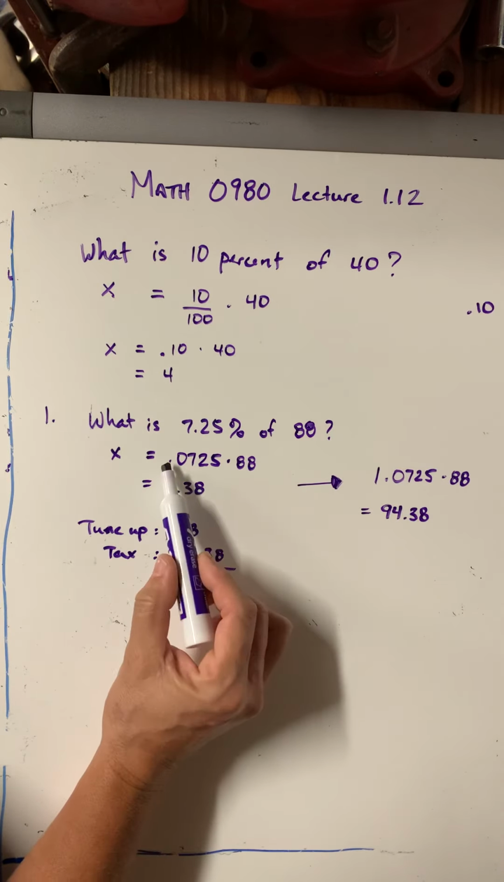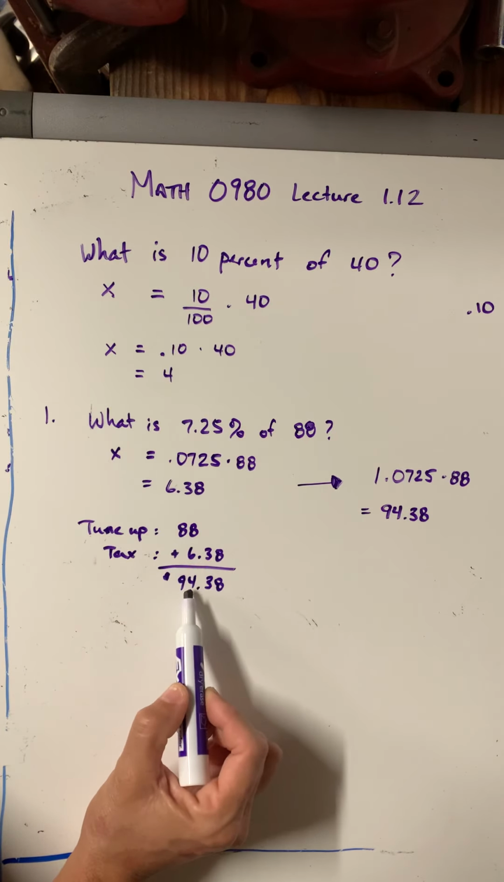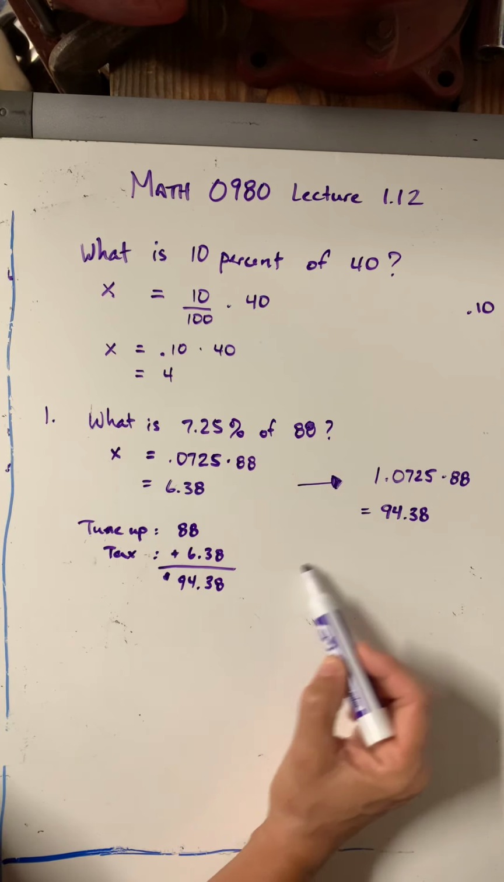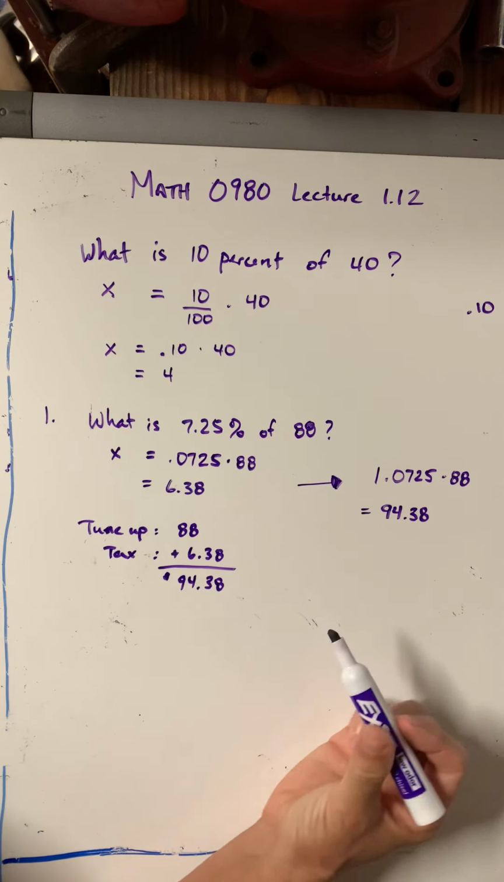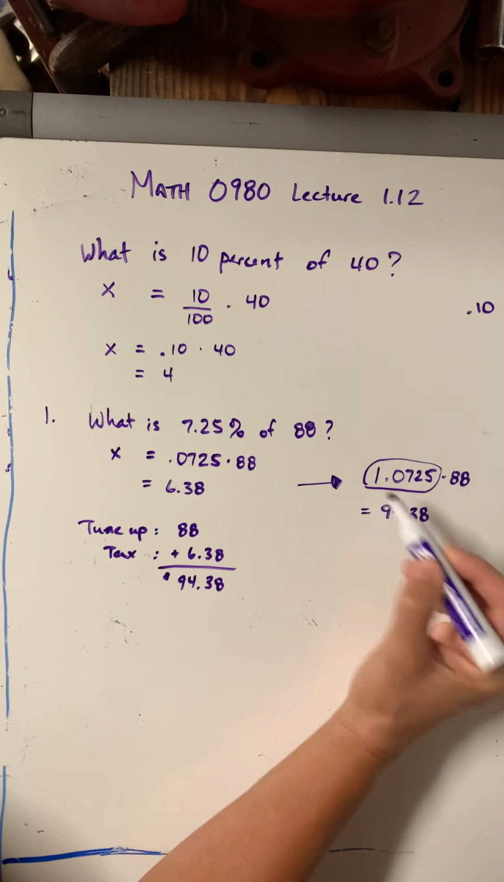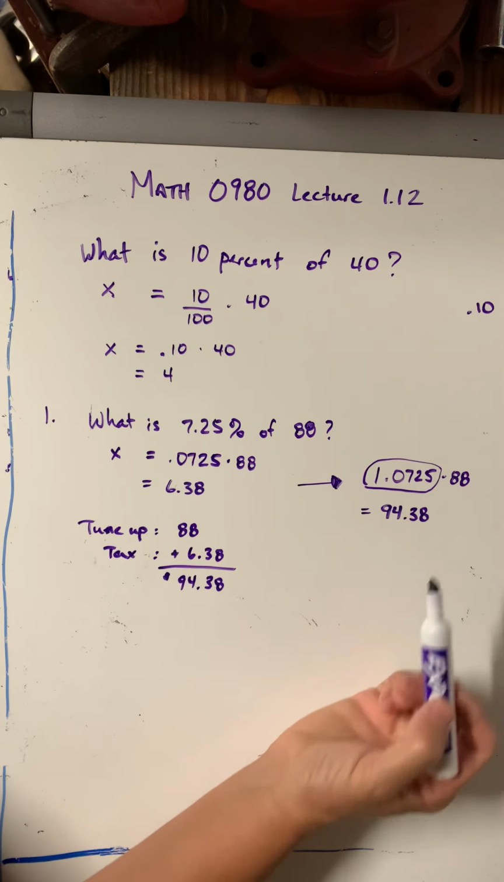So the difference is here I don't have the 1 in front, but then I need to take my price and add to the tax to get my answer. Here I do have the 1 in front, and I get my total tune-up and tax all together. We call this a multiplier. So what was the multiplier to get straight to the total answer? It was 1.0725.